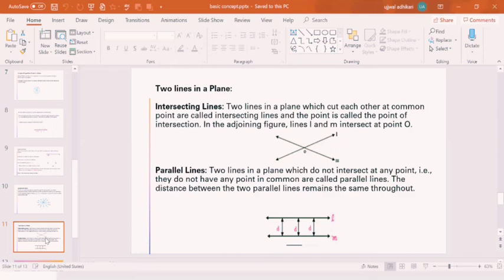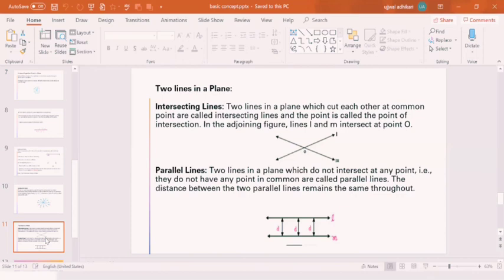And next one is parallel lines. If two lines in a plane do not intersect at any point, that is, they do not have any point in common, they are called parallel lines. If two lines never cross each other and the distance between them is always constant, these lines are called parallel lines.